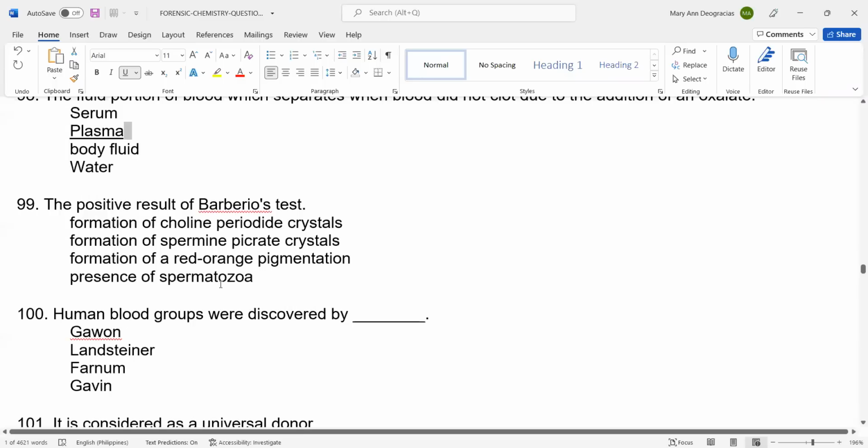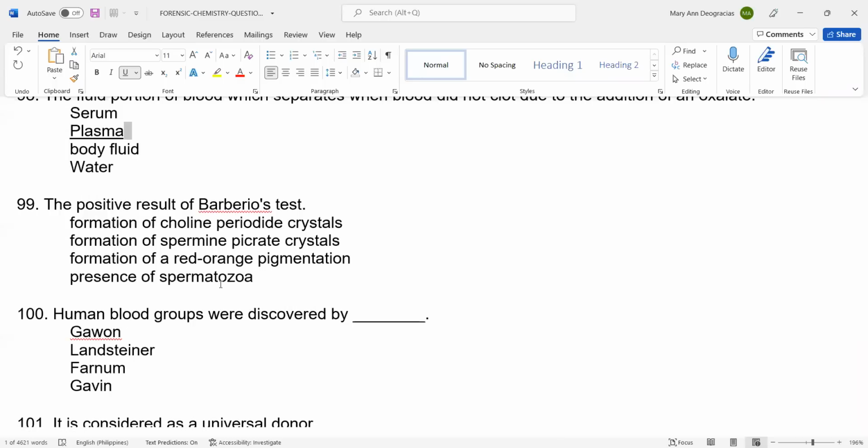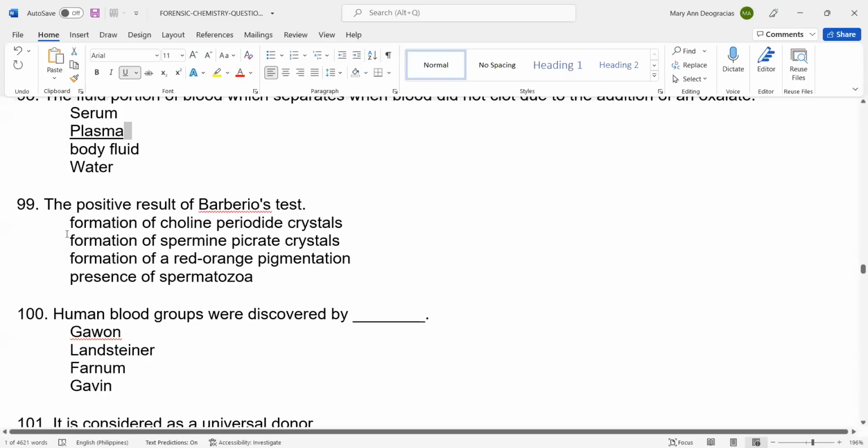Number 99. The positive result of barbarous tests. Okay, choline peroxide is for, this is Florence test yan. Red-orange pigmentation is acid phosphatase test. Presence of spermatozoa is microscopic test. Tapos spermid picrane, that is for the barbarous test.